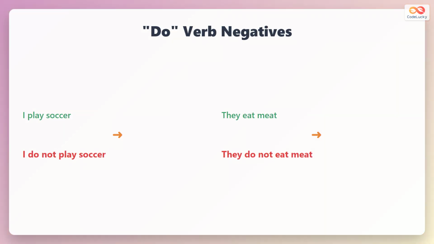For action verbs in present tense, use do or does plus not. I play becomes I do not play. They eat becomes they do not eat. Use do not for I, you, we, they. Use does not for he, she, it.